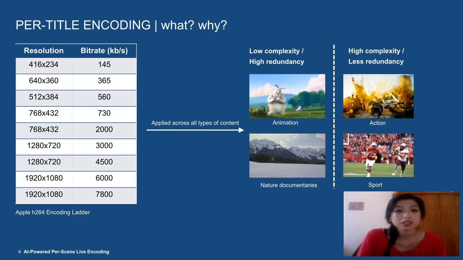However, there are various types of content: animation, nature documentaries, action, sports, which either have high or low complexity as well as high or low redundancy, and the same encoding ladder is applied to all videos. As a result, bit rates are either under or overused, which can result in increasing storage costs. With per-title encoding, however, encoding settings are based on the content itself. With per-scene encoding, encoding settings are adjusted based on different scenes within the content.